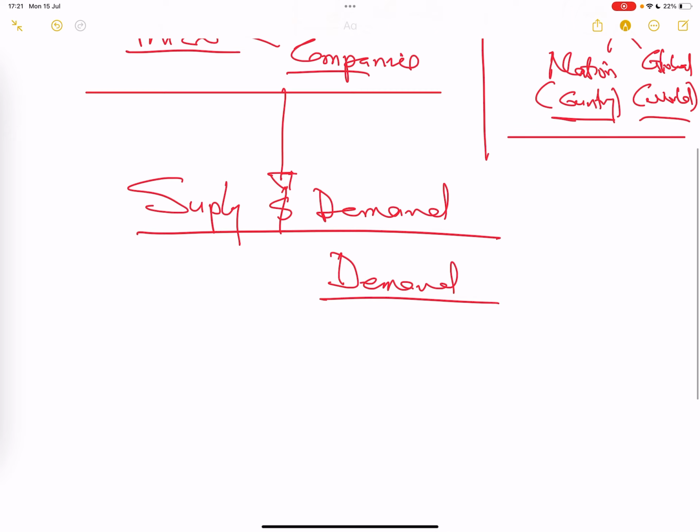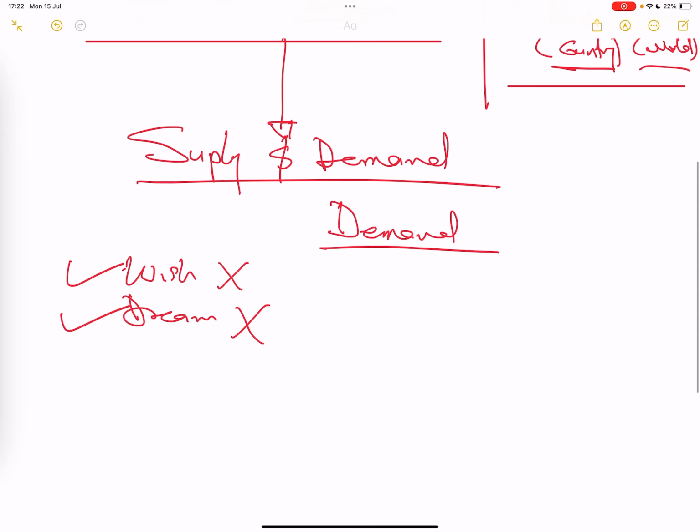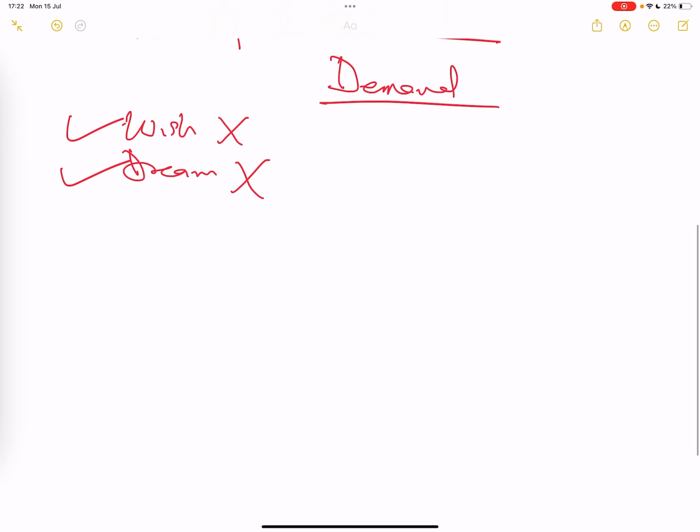And what is demand? Demand is just your willingness to buy a product at a particular price. So your wish is not a demand. Please take note. Your dream is not a demand, because you might wish to buy a private jet today, but you don't have the money to buy it. It's just a wish. It's just a dream. It's not a demand. But when you are ready and willing to buy at the price, then it becomes a demand. Please take note. And that is what demand is all about.